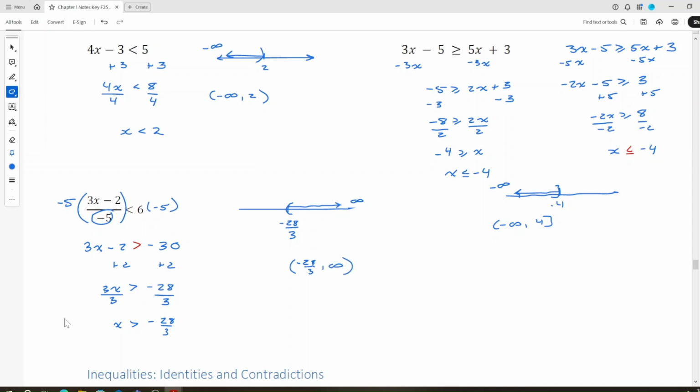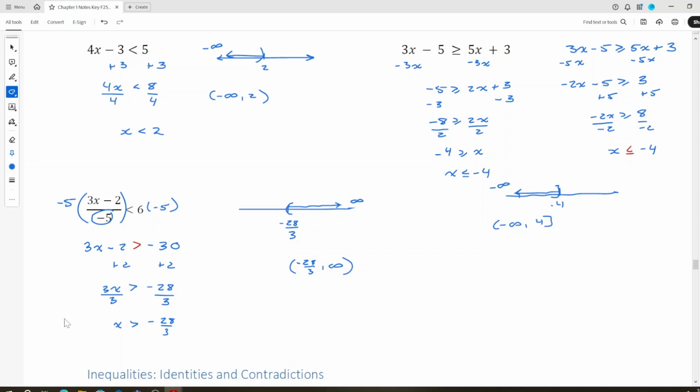And if you're going to check this, you'd have to check something greater than -28/3. You could check something like 0, right? So if I put in a 0, I get +2/5 on the left, and then I have 6 on the right, and 2/5 is less. If you plug in -28/3, it's not going to make this inequality true because you're not allowed to be equal to 6. But the way this works is that if I put in -28/3, that's what will give me equal to 6.